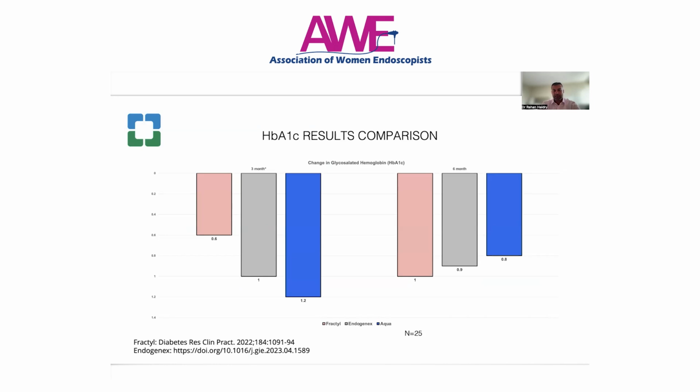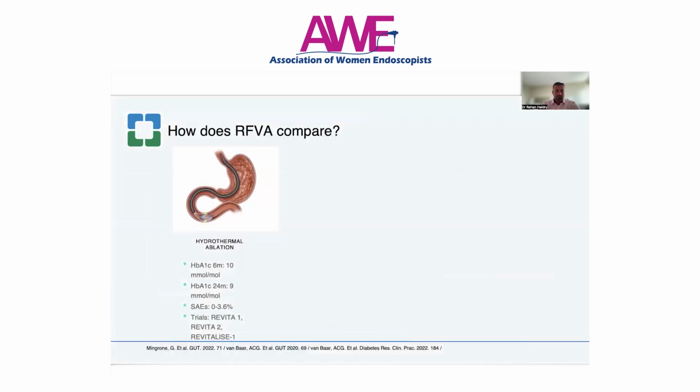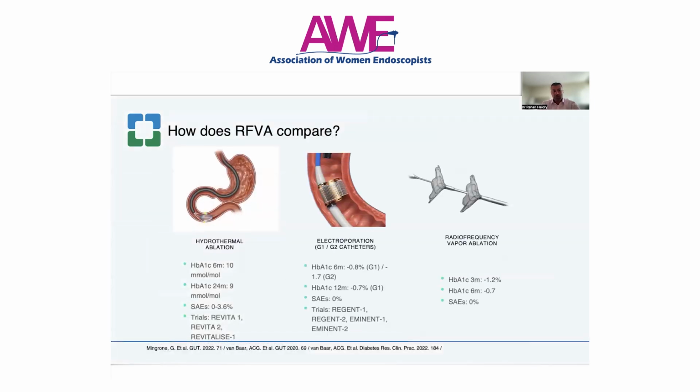So really exciting times for duodenal ablation. So we have these 3 devices that are currently being trialed in humans, and each has distinct advantages and disadvantages, and in essence show very similar reductions in A1C, both at 6 months and hopefully at 12 months.